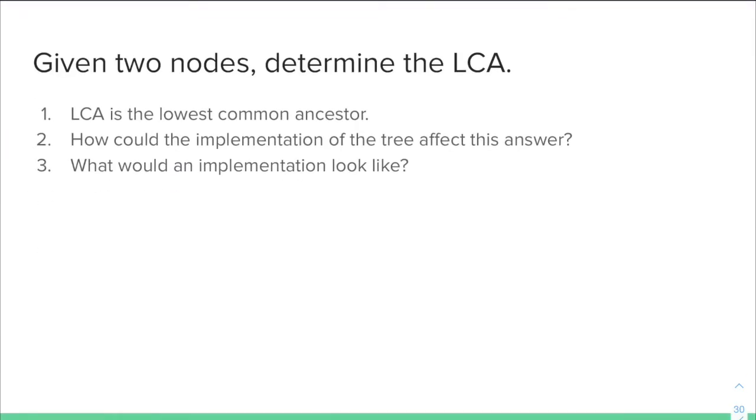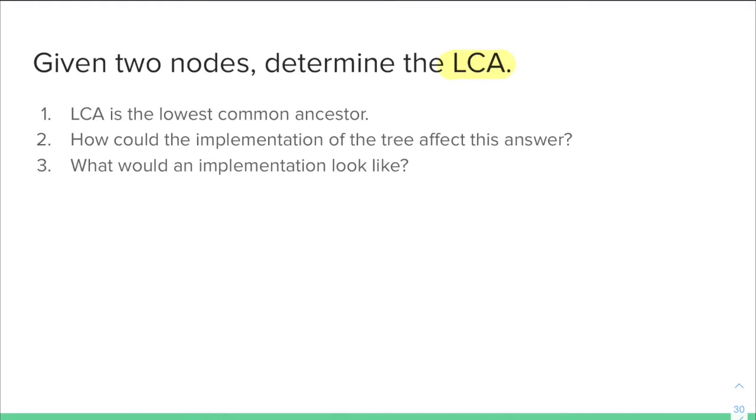The next problem we're going to look at is, given 2 nodes, determine the LCA. And again, if you're given this problem and you have no idea what the LCA is, you're going to want to ask a question about that. Also, you might want to ask a question about these 2 nodes. Are these 2 nodes in a graph? Are they in a tree? Are they in a binary search tree? Because this problem actually changes given what kind of structure the nodes are in.